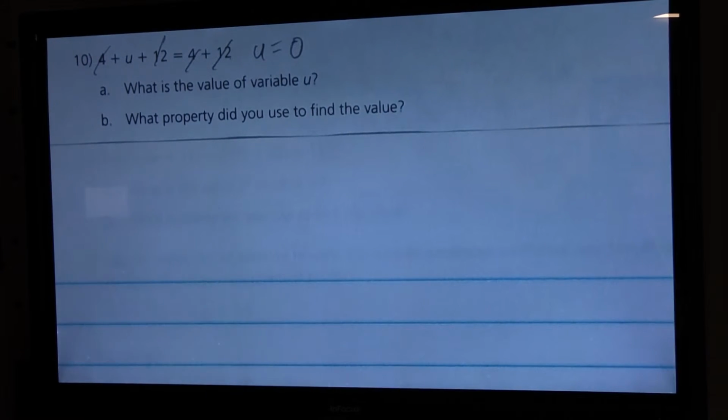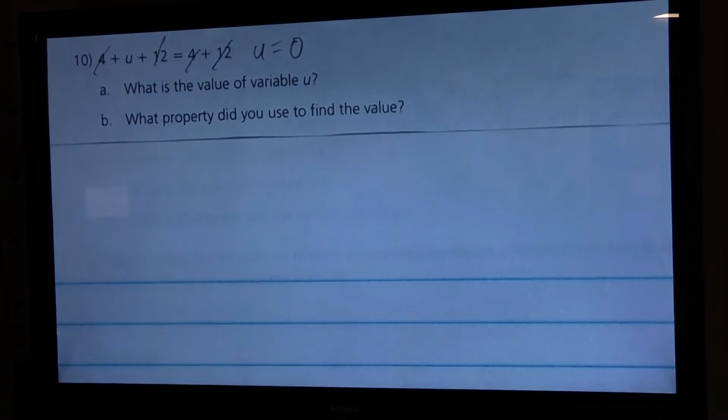In my math practice, if I wanted to throw that in, I would say that I used what I know. This is math practice number 3. I used what I know about like terms to find the value of the variable u. That's what I would do. That's what I would say.